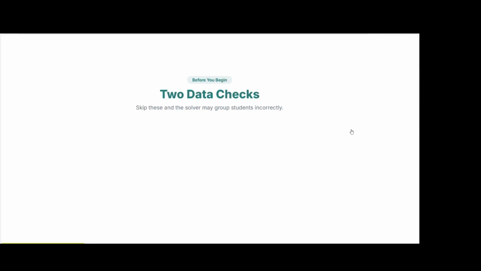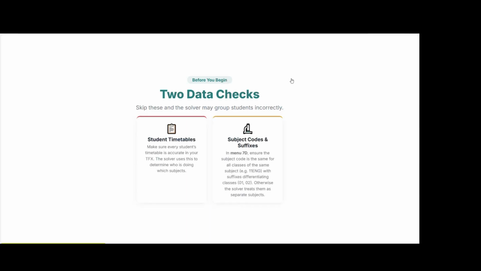This is really important. Before you begin, there are two data checks that you need to do first. If you skip these, the solver might group students incorrectly, or it might miss enrollments entirely. Check number one is student timetables. In a second, I'll bring this on the screen and show you. You need to go into your TFX and just have a look that your timetable looks complete. If you're using your real live timetable file, you probably don't need to do this because someone would have told you by now, 26th of Feb, if your students are missing classes on their timetables. So that one should be fine.